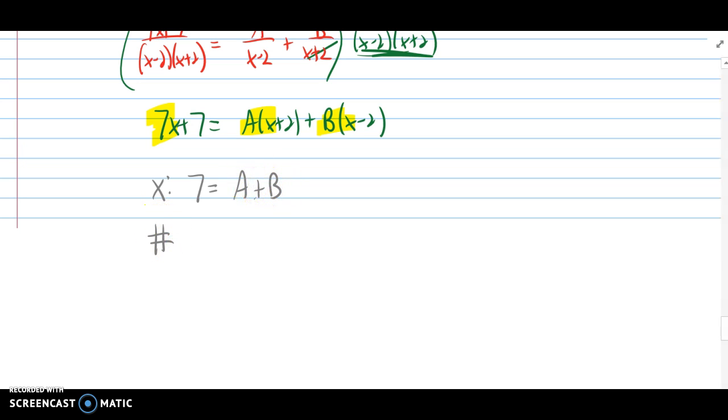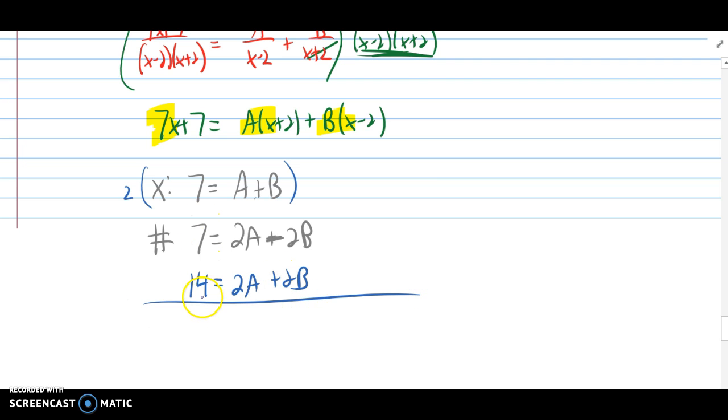And then as far as our numbers go, we have 7 on the left equals, distribute that, 2a plus negative 2b, or 2a minus 2b. We have an equation. How about we multiply this top equation by 2? 14 is equal to 2a plus 2b. The reason why that's helpful is because now when we add these together, 21 is equal to 4a. The b's cancel out. So a equals 21 over 4.